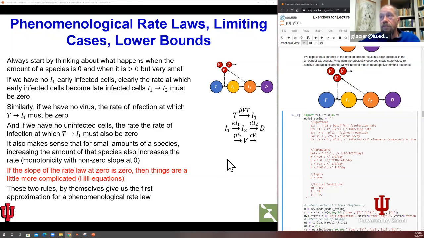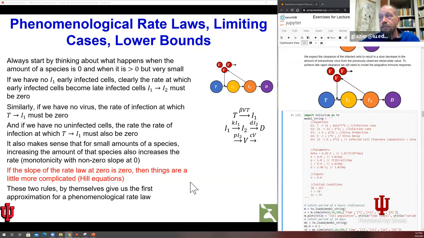And if my rate is not 0 near 0, assuming a linear form is the simplest possible thing I can do. In that limit of small values, assuming that things behave linearly is reasonable. For larger values, you could have more complex behaviors. And I haven't explained the Hill function yet, I don't think. We'll come back to those in a minute.